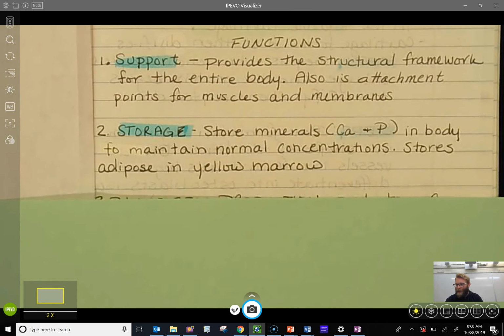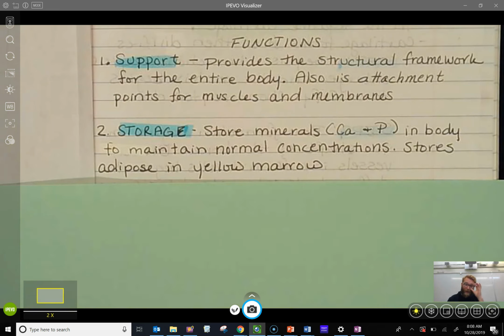Another major function is the storage of many different materials. So we store minerals inside of our bones, specifically calcium and phosphorus, two of the big ones that we need to carry out a whole bunch of different functions. But it also allows us to maintain storage of extra energy. We actually store some fat inside of our bones in the form of yellow bone marrow.